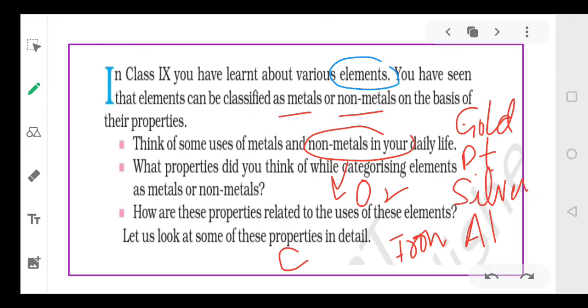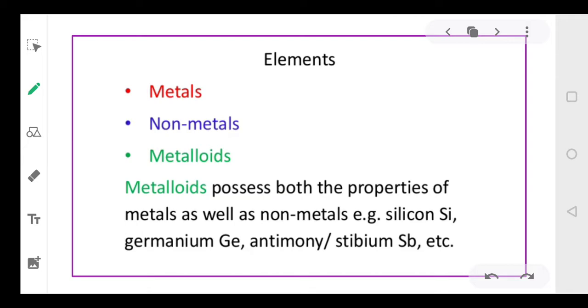And these two elements, basically, our life revolves around them. Okay? Our life depends upon them. Okay, so let's study in detail regarding the properties of metals and non-metals.